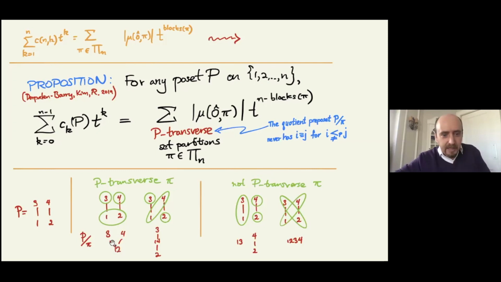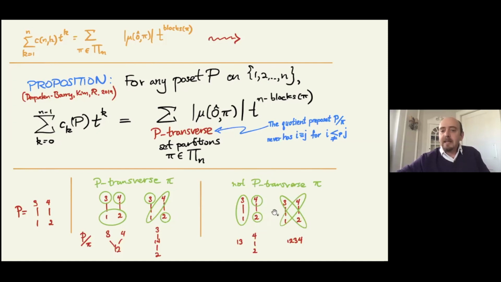It makes a 12 down here, less than 3, less than 4. But notice, 1 is still less than 4, 2 is less than 4, 1 is less than 3, and so on. The point is you never squashed any of the strict order relations in the poset when you quotiented by pi. Here's another P-transverse set partition. It glues together the 1 and the 4 to make this quotient pre-poset, but that one does not squash any of the former order relations, any of the cover relations 1 less than 3 or 2 less than 4.